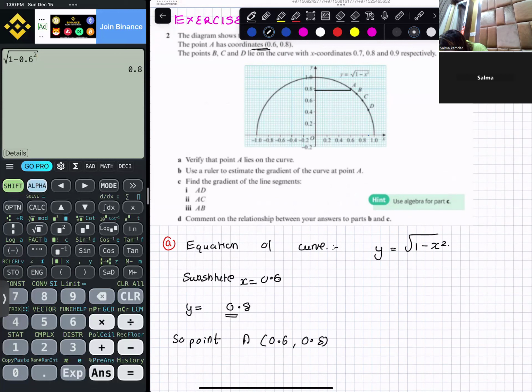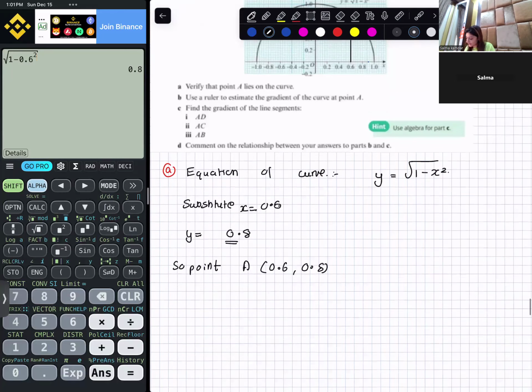This is my 0.8, if you could clearly see. And this is my 0.6 that you can again clearly see. So point A, that is (0.6, 0.8), lies on the curve. Now let's look at the B part.